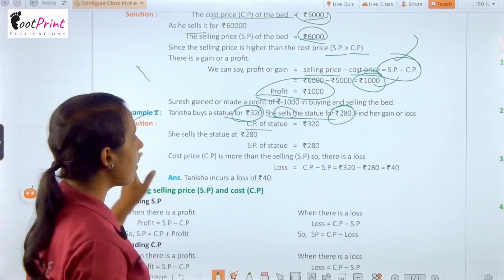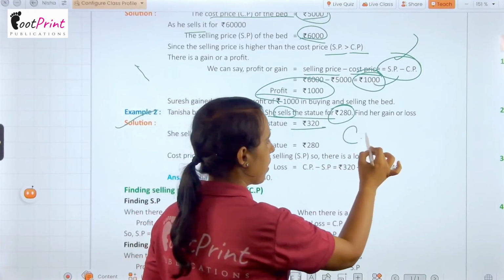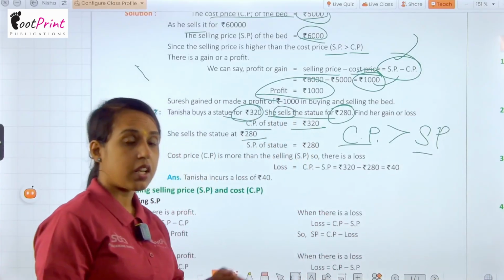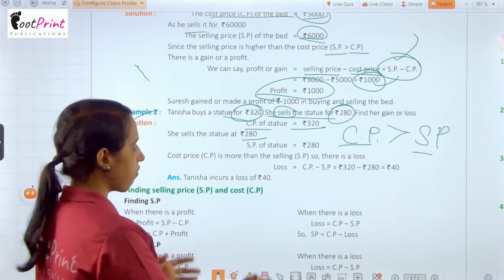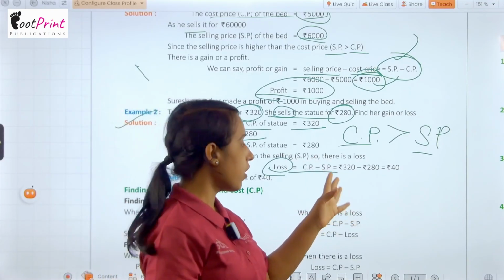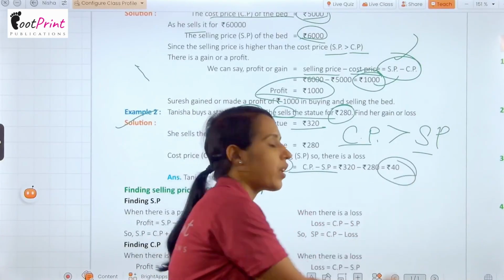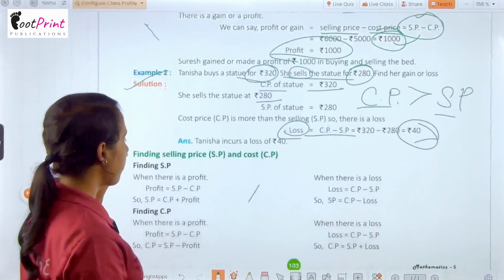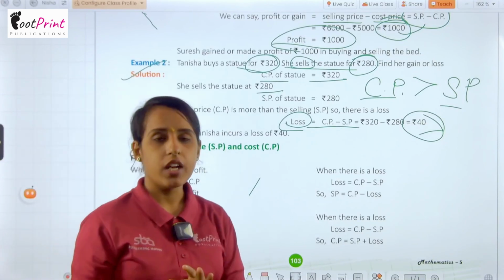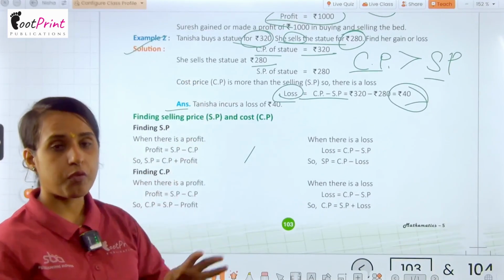So as we know here CP is greater than SP. And whenever CP is greater than SP means she made loss. And how do we find out loss? Loss equals to CP minus SP, that is 320 rupees minus 280 rupees. And we get the answer here 40 rupees. Okay, so we can write here as answer Tanisha incurs a loss of 40 rupees. Okay, so here we know how to find out.